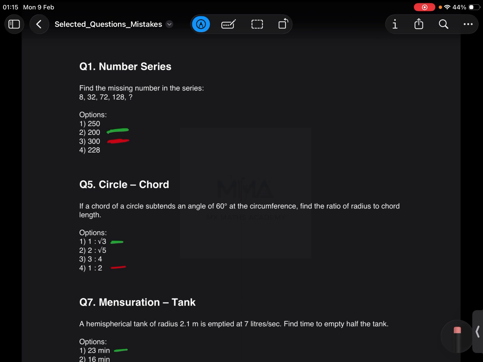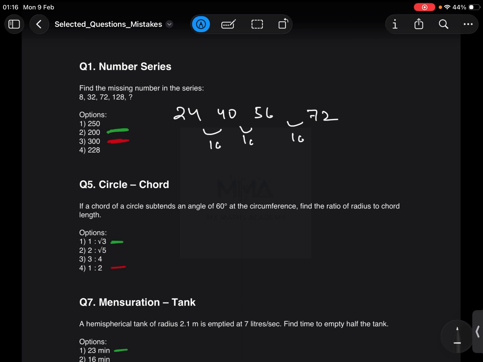In our first question, you are supposed to find the missing number in the series 8, 32, 72, 20, 128. So whenever you look at a series, the first pattern that you try to find out is based on the difference between the numbers. So here, the difference between the first two numbers is 24, and then it's 40, then it's 56. And the difference between these is 16, 16, and if you add 16 here, it will be 72. So if you add 72 to 128, it's going to be 200.